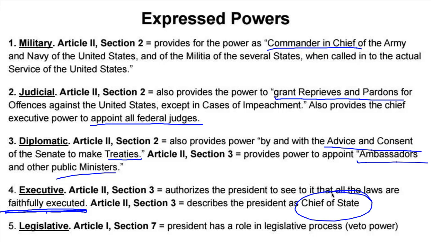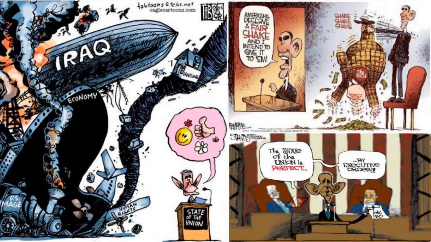The chief of state, this is where every year you have the State of the Union address. What is the condition of the nation? And that is given by the president. So it's his job as chief of state to keep the public informed. And the role in the legislative process that includes the veto power. So these are all expressed powers, very specifically outlined in the Constitution in Article 2.